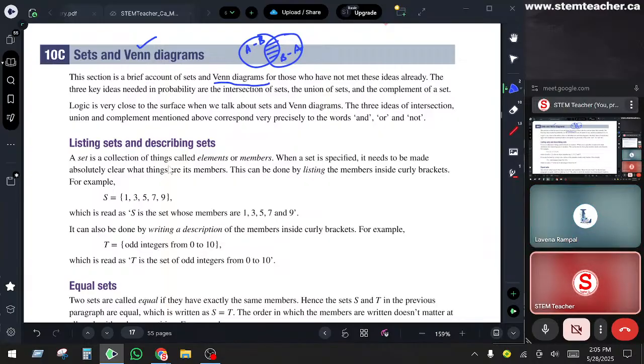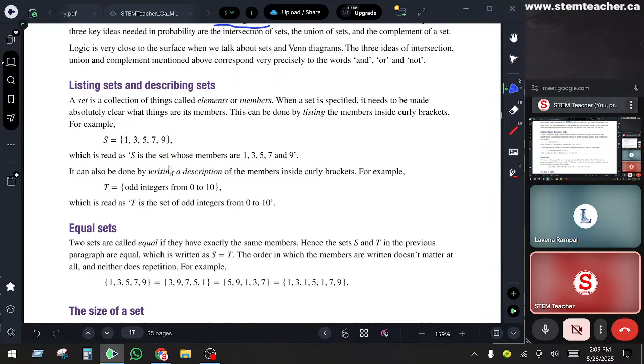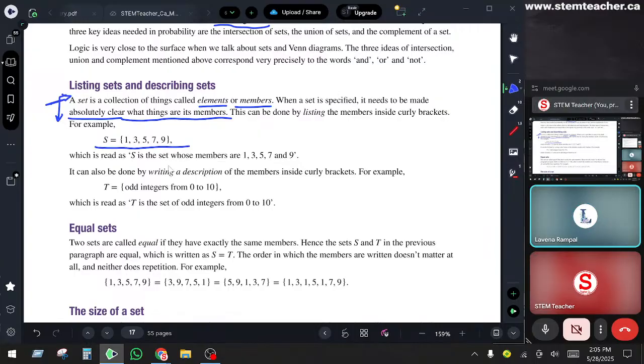So, listing sets and describing sets. Can you read this? A set is a collection of things called elements or members. When a set is specified, it needs to be made absolutely clear what things are its members. This can be done by listing the members inside curly brackets. For example, okay. So a set. What does set notation mean?